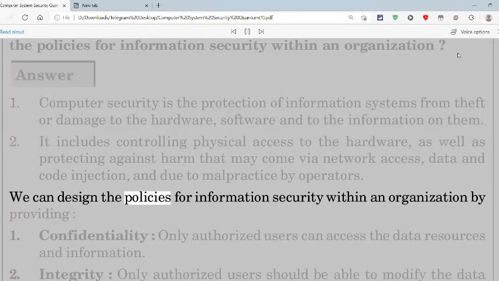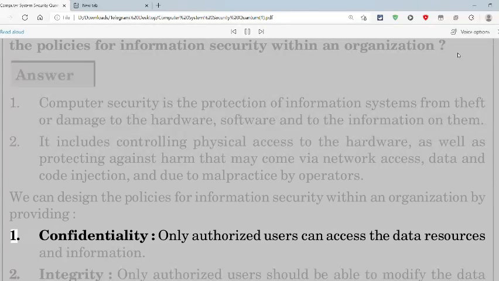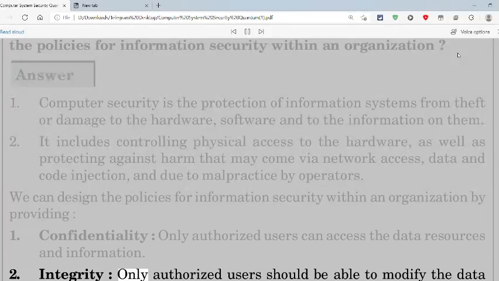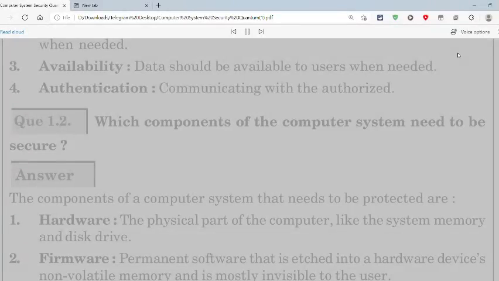We can design the policies for information security within an organization by providing 1. Confidentiality. Only authorized users can access the data resources and information. 2. Integrity. Only authorized users should be able to modify the data when needed. 3. Availability. Data should be available to users when needed. 4. Authentication. Communicating with the authorized.